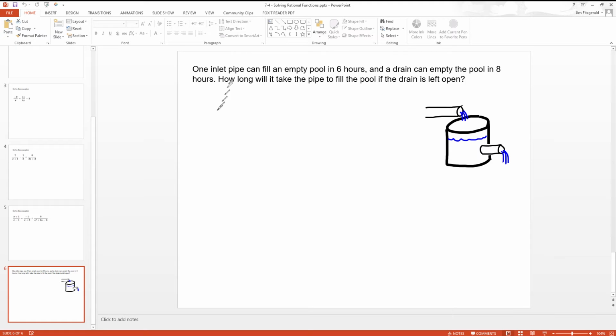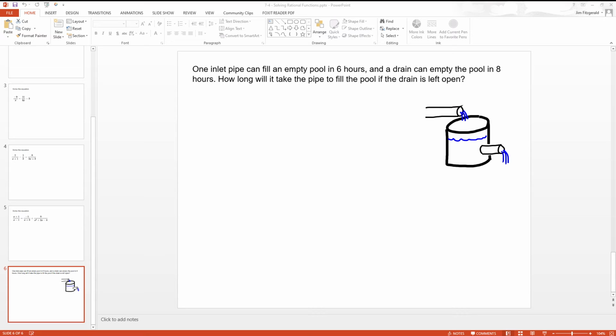I'm going to talk about the fill rate. So the fill rate, it can fill one pool in 6 hours. So we could say that rate is 1/6 of a pool per hour. Right, so that's the fill rate. It can fill 1/6 of a pool every 1 hour. So in 6 hours it would fill the whole pool.